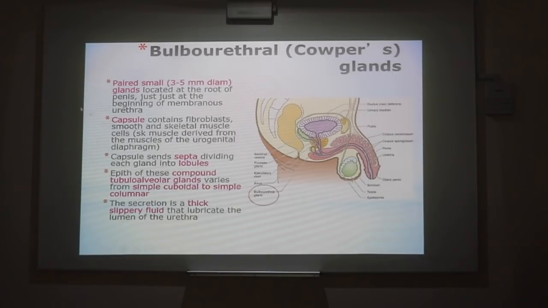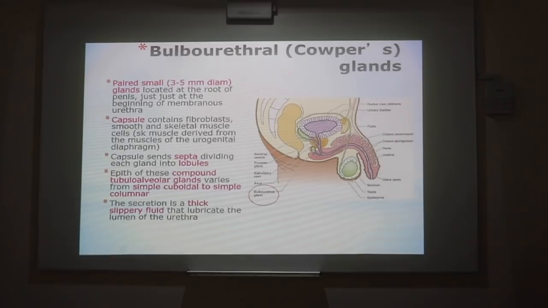The bulbourethral glands are paired small glands, about 3 to 5 millimeter diameter, located at the root of the penis and just at the beginning of the membranous part of the urethra. So you can see it here. They are present at the root of the penis and just at the beginning of the membranous part of the urethra. So these are the bulbourethral glands.